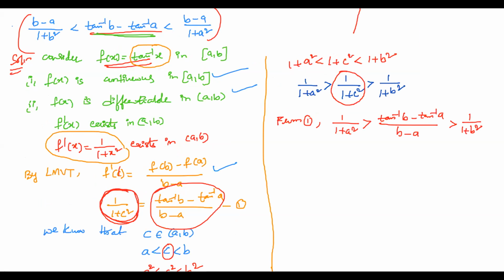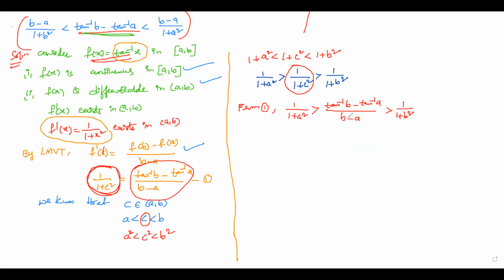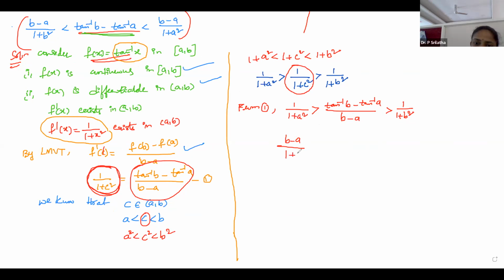Next, what should we do? Multiply by b minus a. Yes, multiply with b minus a. So that is 1 by 1 plus a square is greater than tan inverse b minus tan inverse a is greater than b minus a divided by 1 plus b square.